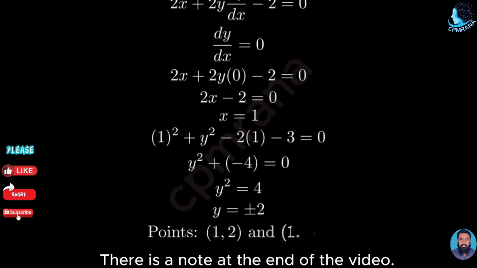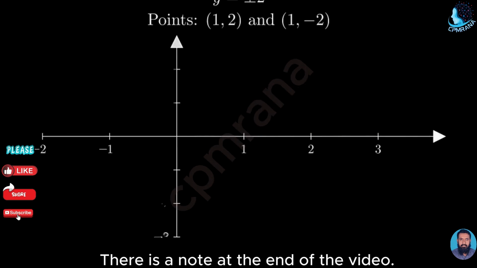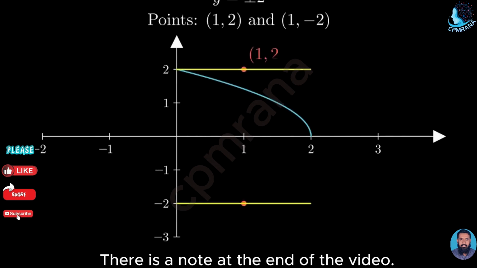Therefore, the points where the tangent line is horizontal are the point (1, 2) and the point (1, -2). Let's verify our answer on the graph. As we can see, at these 2 points shown in red, the tangent lines are indeed horizontal, shown in yellow. These are the only points on the curve where the slope equals 0.